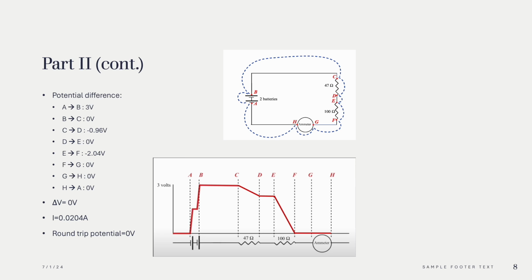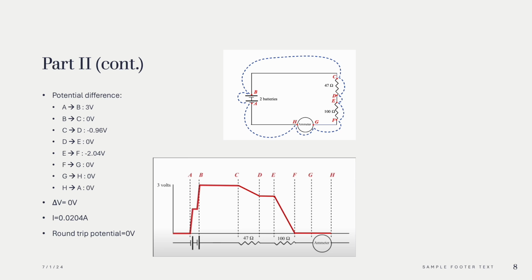To continue, a visual representation for this part of the experiment is seen right here, to which I measured the voltage difference at given locations as seen in this upper picture, and recorded the values to calculate delta V net, which was calculated to be 0, which aligns with the loop rule.